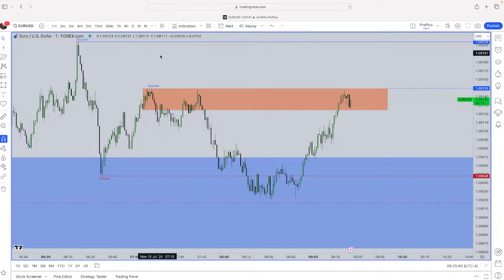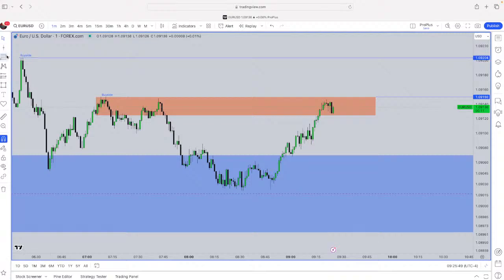Just remove that now, make it neater. Make that neater. Just going to keep adding these for now.